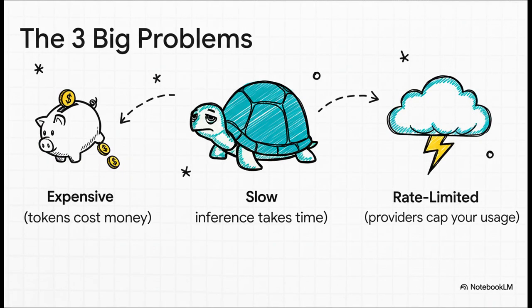Okay, so every single time your app makes a call to an LLM, you're getting hit with this triple threat. First, the cost. Every single token, both in and out, costs money, and it adds up fast. Second, the speed. Let's be real, model inference takes time. And third, you've got rate limits. The providers literally cap how many times you can ask for something. Caching, well, that's our secret weapon against all three of these problems.